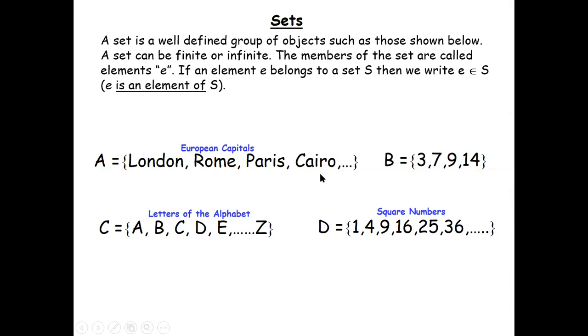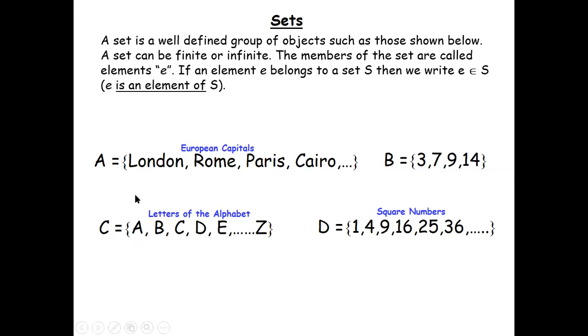So for example, if we look at this first one, set A, which contains the elements London, Rome, Paris, Cairo. This is basically a set containing European capitals. Look at set B, it has these numbers 3, 7, 9, 14. These are the elements. And we can describe this as a set of odd numbers. Here, set C contains the elements.